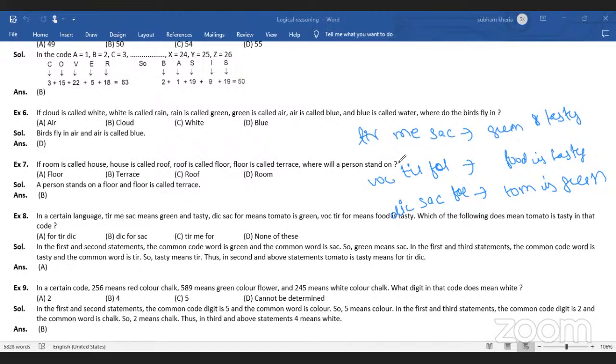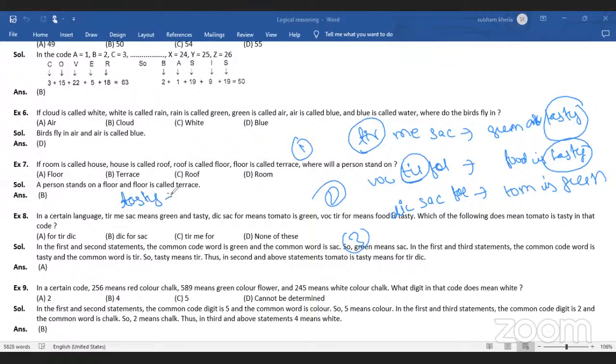I don't know which word has which code. So what will I do? I'll start comparing. How to compare? I'll first compare the first and the second statement. In the first and second statement, do I find anything common? Any word? Green and tasty. Food is tasty. Yes, I found a common word. Tasty. So I circle it. Similarly, do I find a common code? If there is a common word, there will be a common code. Ter. So circle it. What does this indicate? That the code of tasty will be ter. This is confirmed.